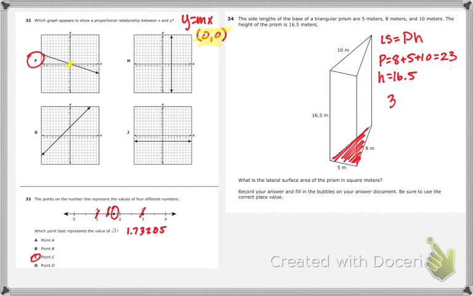And get 379.5. And that is the lateral surface area. Okay, so it's basically just not including the bases here.